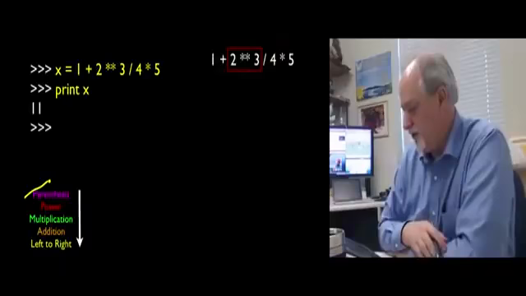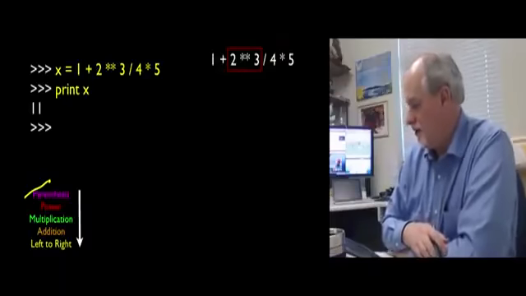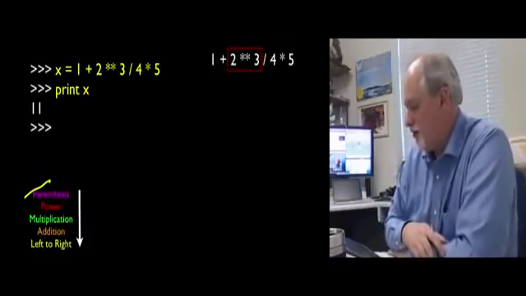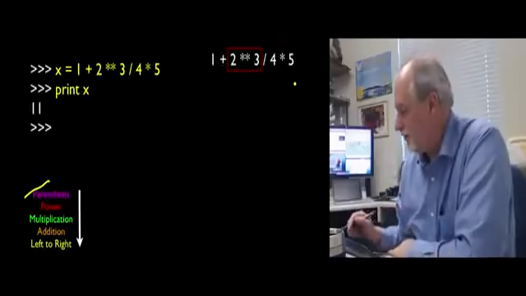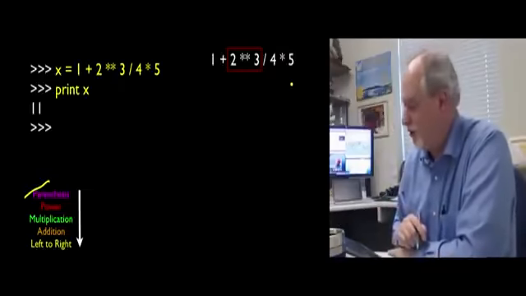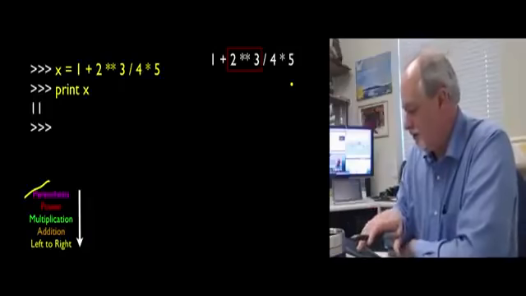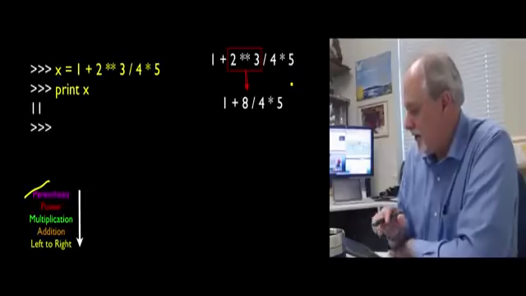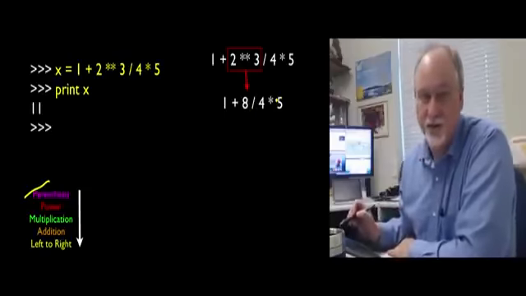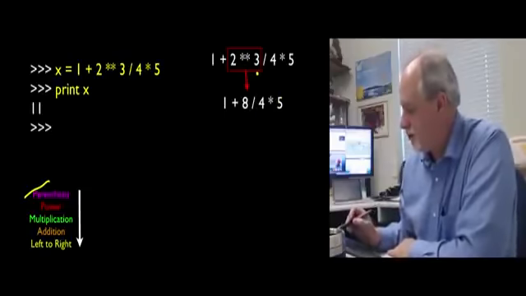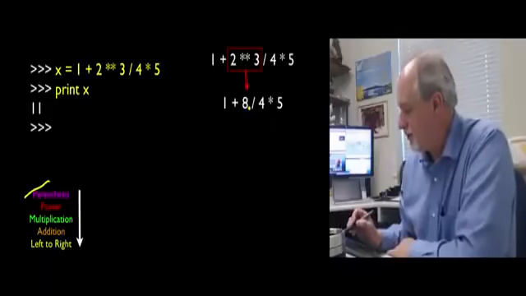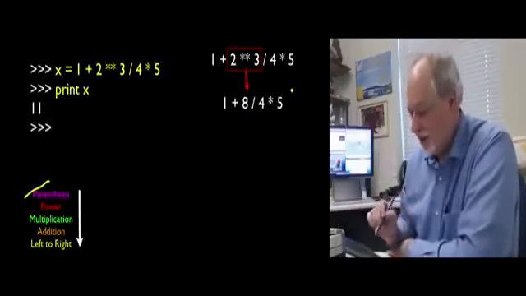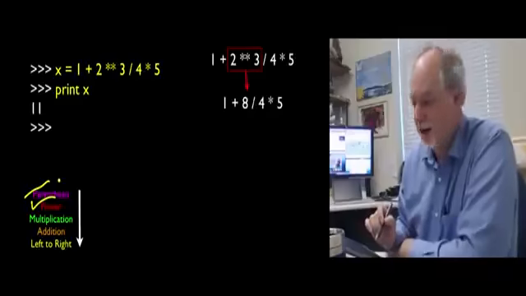Power. The power says, let's look across and find those things that are raised to a power, and 2 cubed, or 2 to the third power, is the power. So we're going to do that one. The way I do it when I'm doing these slowly is I rewrite it. So 2 to the third power becomes 8, so it's 1 plus 8 divided by 4 times 5. And now we can say, power, that's taken care of.